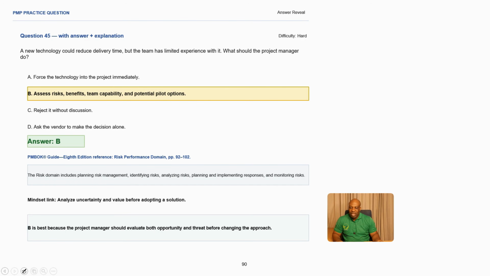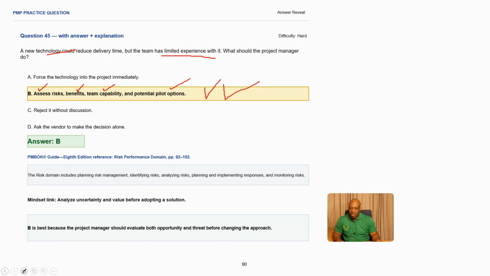So B is the best answer in this scenario. You need to assess the risk. This is very important. Once you start assessing, you're getting more information. You also assess the benefits. You assess the team capabilities because the team has already reported that they've limited experience on that. Okay. And also you need to assess potential pilot options, which means you can run it before you go into full-fledged running of the project. So that's what you can do for this new technology.